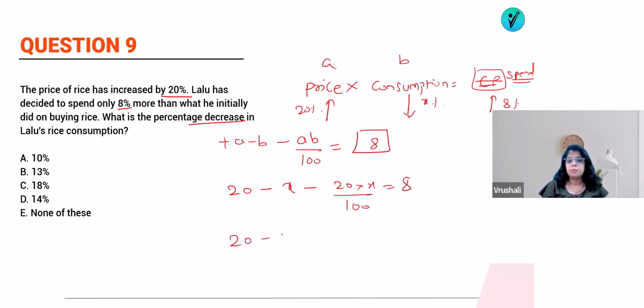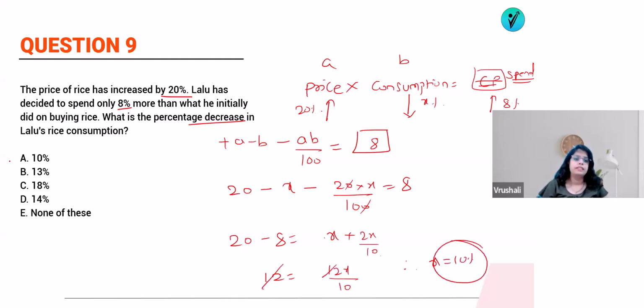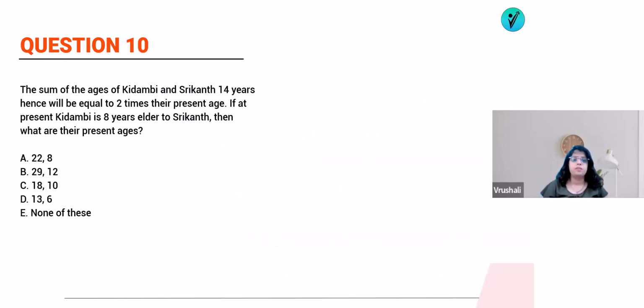So 20 minus 8 is equal to x plus 2x by 10. 20 minus 8 is 12, which will be equal to 10x plus 2x, that is 12x by 10. So you can see 12 cancels. So x will be equal to 10%. That means option number A is the answer. Easier. And now let's jump on the last question of this video.